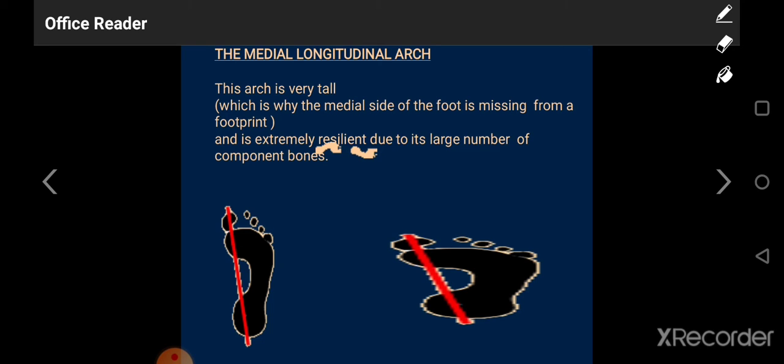The medial arch is very tall, so it does not leave a footprint on the ground. This is why the medial edge of the foot is missing from the footprint, and it is extremely resilient due to its large number of component bones.